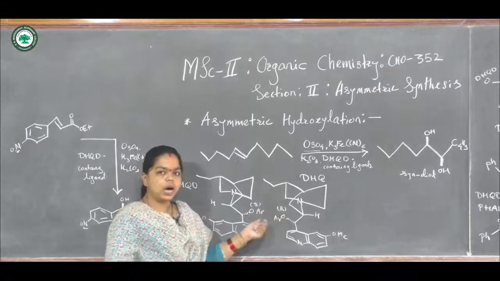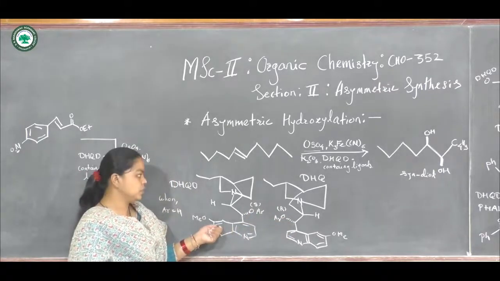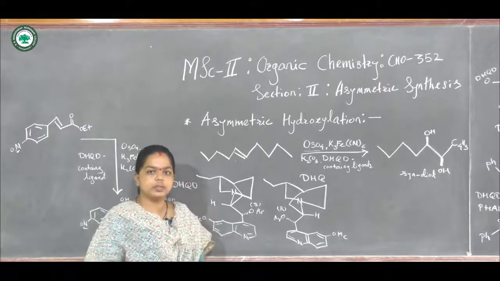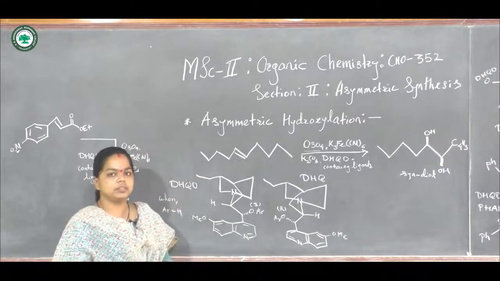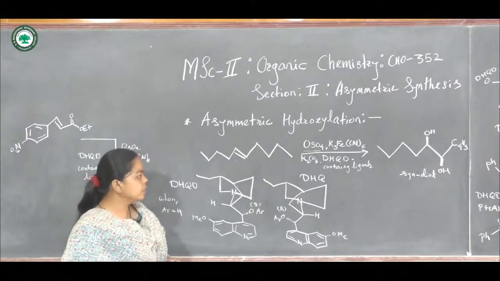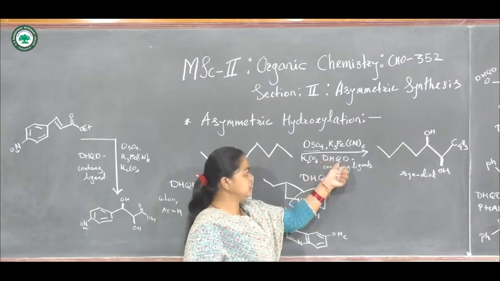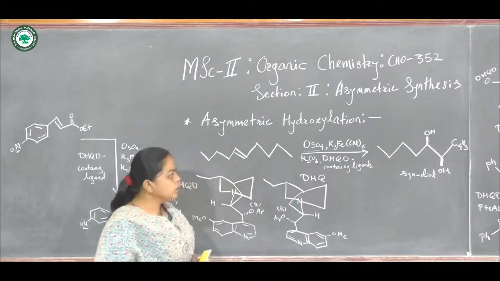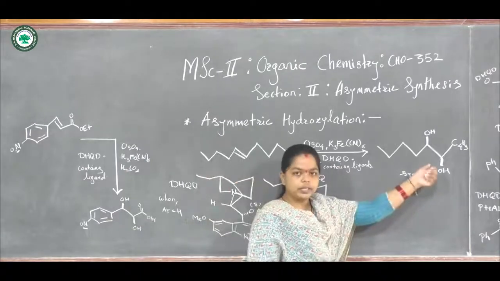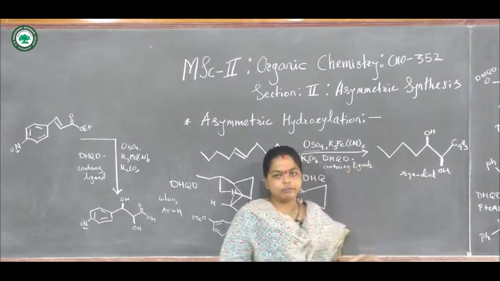So both are enantiomers of each other, but the use of either enantiomer will generate the particular enantiomer in the reaction. So when we are using the DHQD, dihydroquinidine ligands, we are getting the beta oriented OH groups formed.